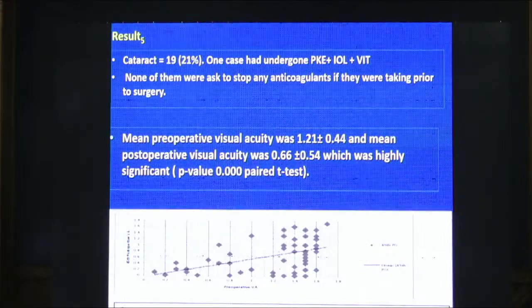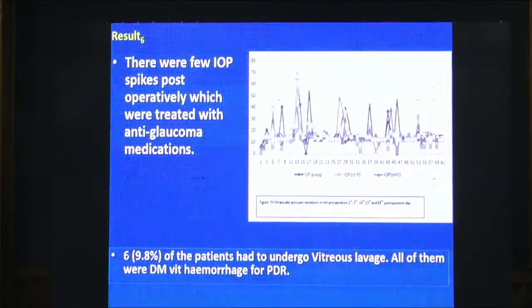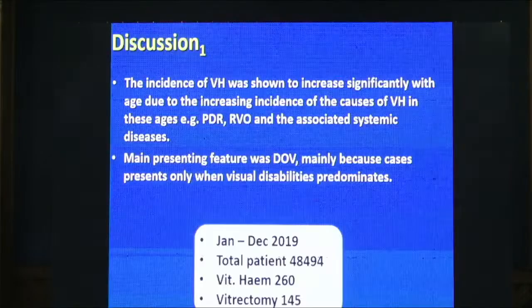Mean preoperative visual acuity was 1.21, which was very highly significant post-operatively, as we can see in the curve. There were a few IOP spikes post-operatively which were treated with AGM. Six of the patients had to undergo vitreous lavage, and all of them were diabetic vitreous hemorrhage for PDR.